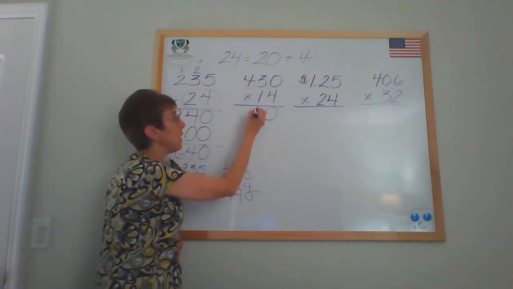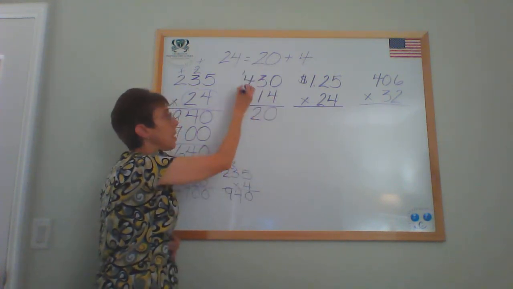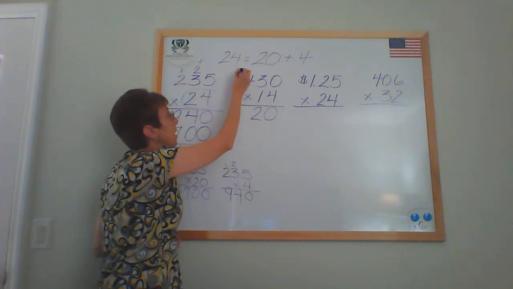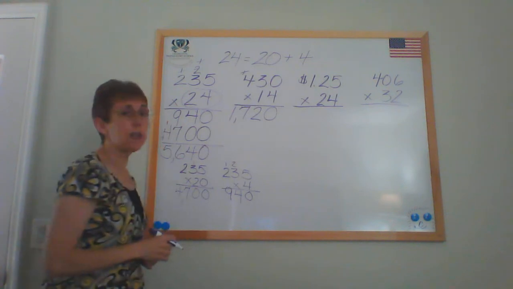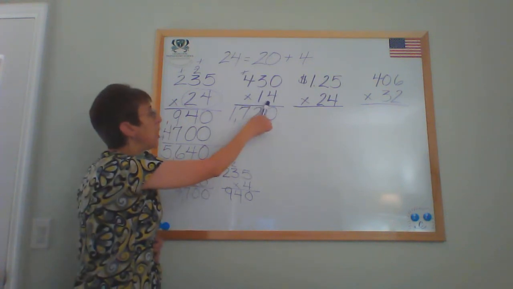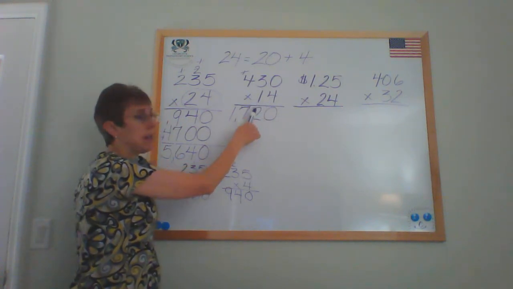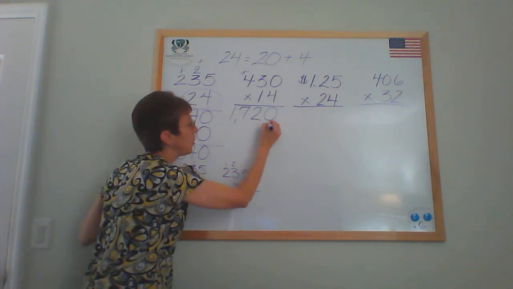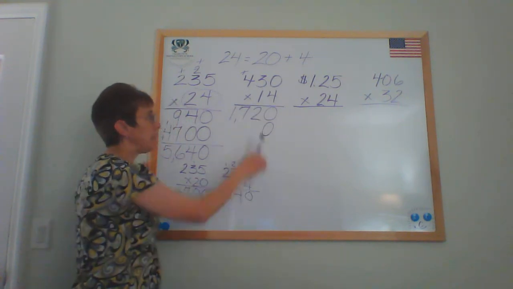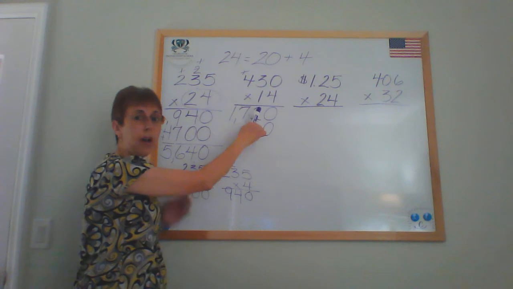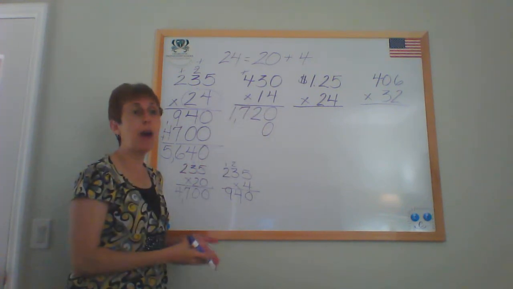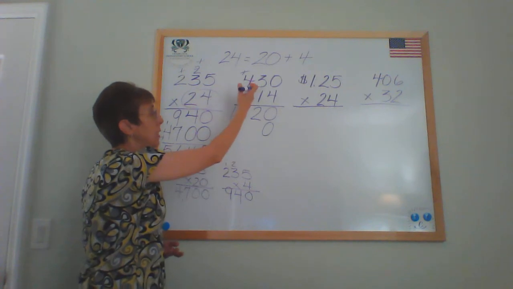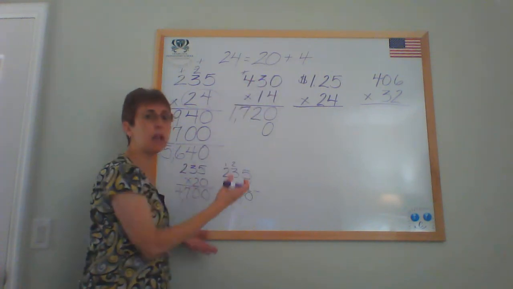4 times 3 is 12. 4 times 4 is 16, plus the one we carried over is 17, so 1,720. Now we are ready to use the digit that's in the tens place. We first put a 0 in the ones place because remember, this 1 is in the tens place. If you have a 1 in the tens place, the number you have is 10. So you're actually saying 430 times 10.